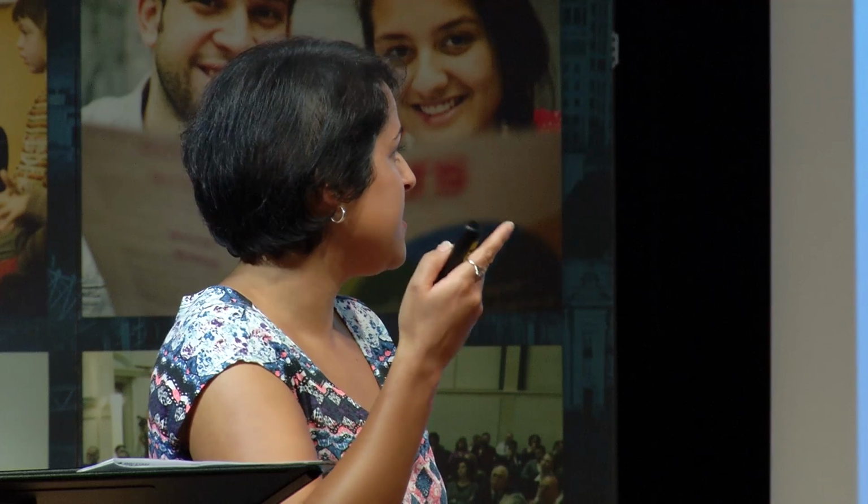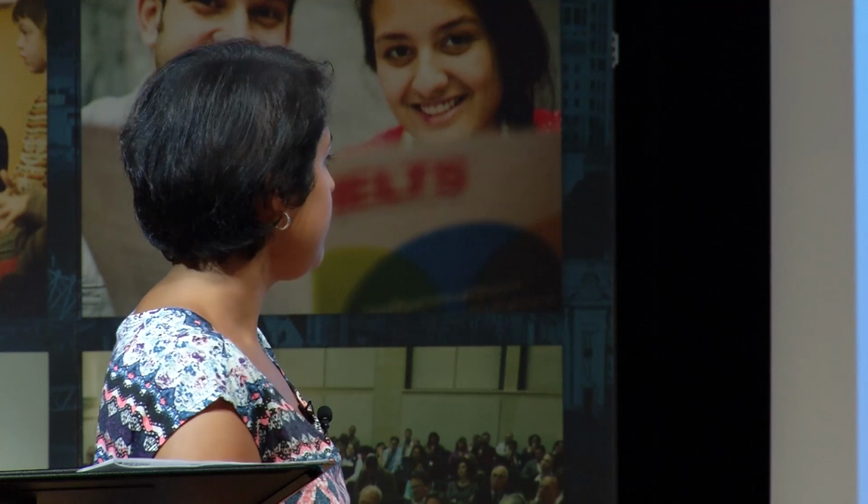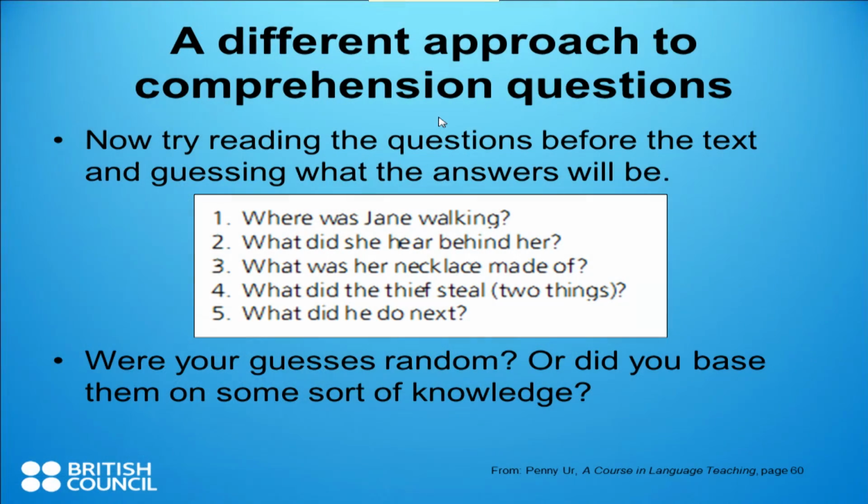Okay, so just raise your hands if you think you have quite a good idea about what this story is about, just from reading the questions and trying to answer them. Yeah, so I already have a picture in my mind of what the story is and what's going to happen and what kind of language is going to come up before I've even read the story and before I've seen the words, because I'm using my own knowledge. Okay, so were your guesses random? No, because you use the questions to help you, and you base them on your previous knowledge of English. So we're going to read the text now and see if any of your answers were right.